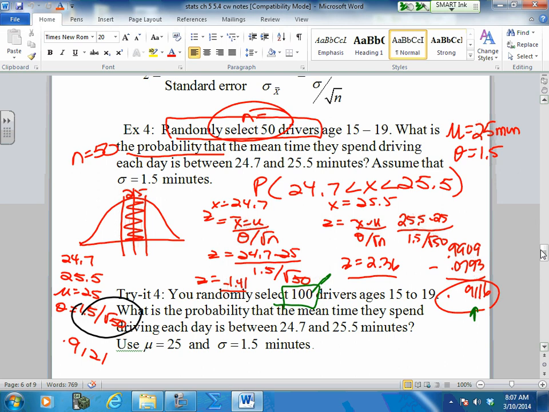So your standard deviation is going to decrease. You're going to pull your curve in a little bit more. Therefore, your area in between is going to be a little bit tighter. So we're going to try this formula, with the standard deviation divided by the square root of 100.